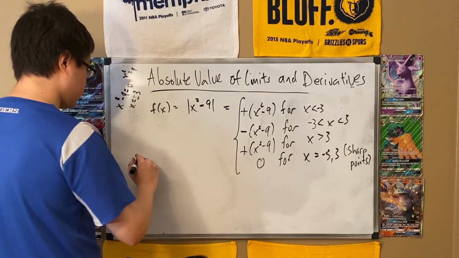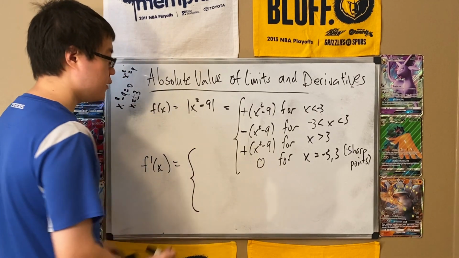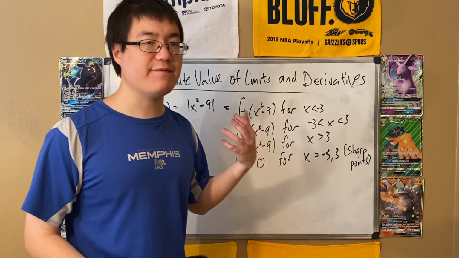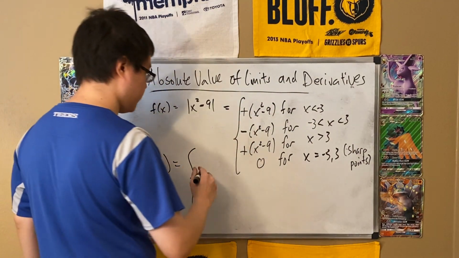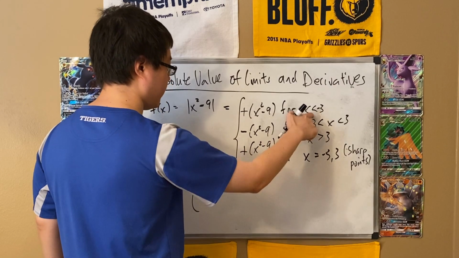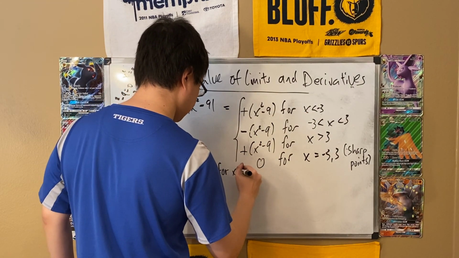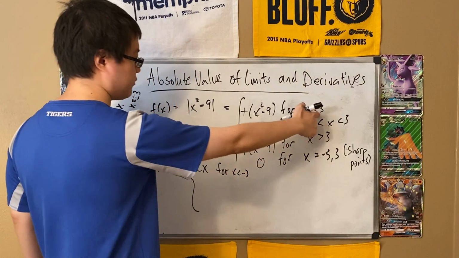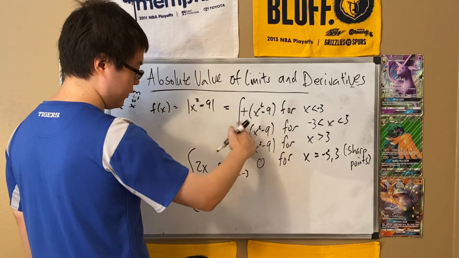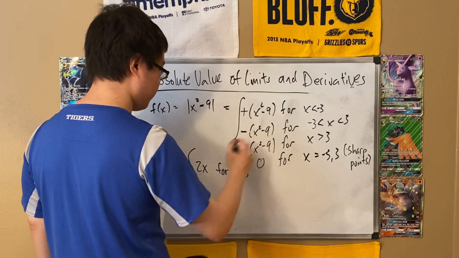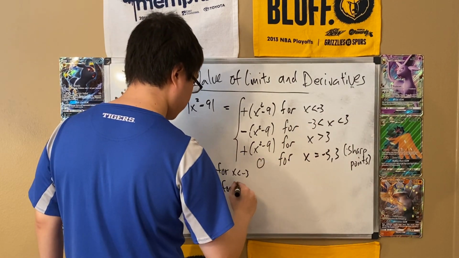So finally, let's take the derivative, f prime of x. Again, all we have to do is to take the derivative. It's going to be very, very easy because we've already done all the hard work. So what's the derivative of this guy right here, which is going to be 2x. For x smaller than -3, let's have the right interval this time, we have 2x. Then, right here, the derivative is going to be minus 2x, for x in between -3 and 3.